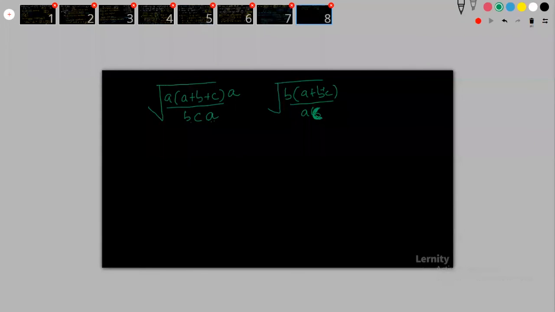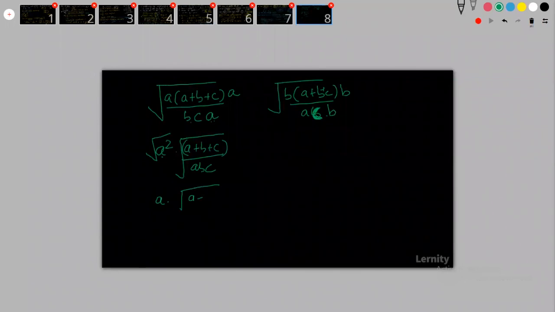Here I have AC. To make it somewhat similar to this, here B is missing. So if I multiply this with B, I have to multiply and divide this with B, right? Now see, if I take this part, this will become A square into (A plus B plus C) by ABC under the root, and this will also be under the root, but this will simply become A into under the root of (A plus B plus C) by ABC.